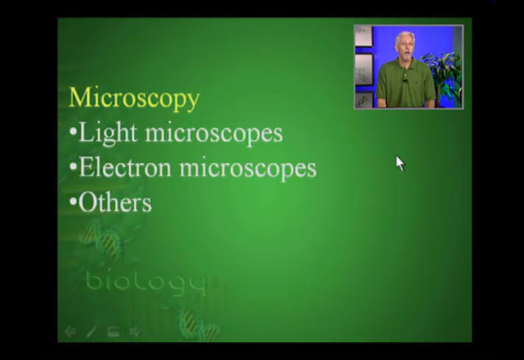Now, when we look at cells, one of the tools that we use is the microscope. And there are a number of different microscopes. We're going to look mainly at light microscopes, which rely on light to either pass through a specimen or bounce off of a specimen, and also electron microscopes, which use electron beams. There are many other types of microscopes, but again, we're going to keep it simple here.